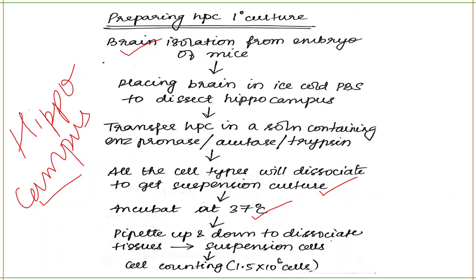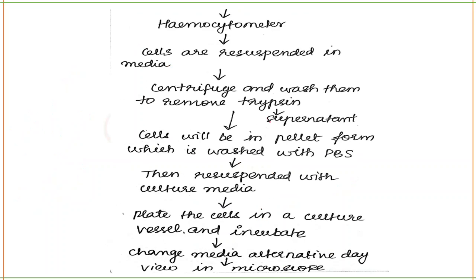Next, you're going to count the cells, and you're going to take about 1 million or 1.5 million cells. How are you going to count the cells? You're going to count the cells using a hemocytometer. A hemocytometer is an instrument using which you can count your cells. After you count the cells, which should be 1 million or 1.5 million cells as an initial input, you are going to add media to those cells and resuspend them.